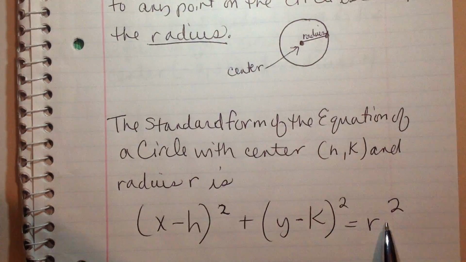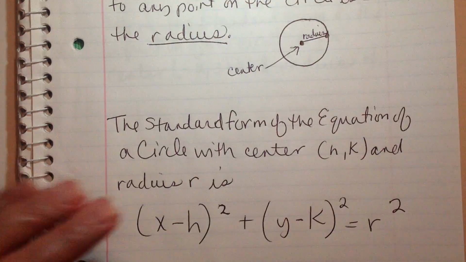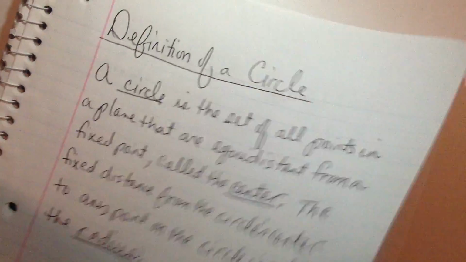So we need to memorize this formula. This is your third formula that we've talked about. We've talked about distance, we've talked about midpoint, and now we have the standard form of the equation of a circle formula that you also must memorize.